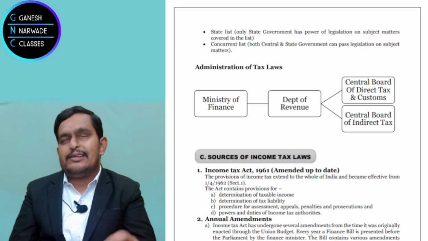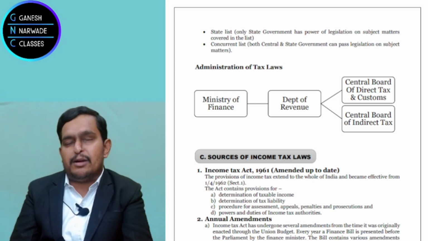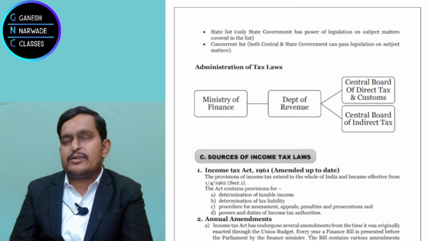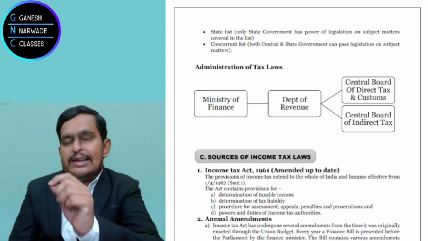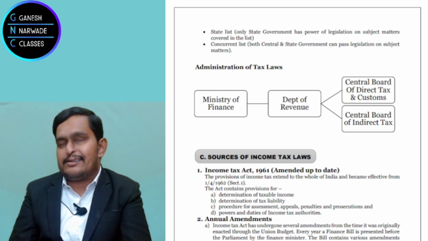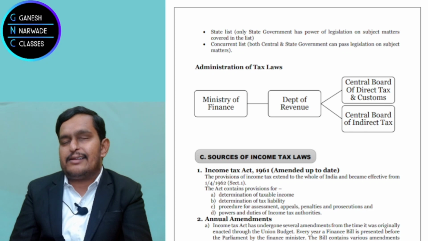Under the Ministry of Finance, there is the Department of Revenue. It actually takes care of government incomes. Revenue for government is taxes only, no? Others are also there, but still taxes play a major role. Under the Department of Revenue, there are two different boards. One is Central Board of Direct Taxes, which we will discuss in this chapter in detail. And second one is Central Board of Indirect Tax and Customs. So CBDT will take care of income tax, and CBIC will take care of our GST and customs, which we will discuss in indirect tax lectures.